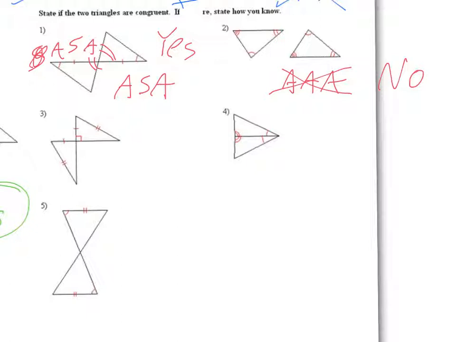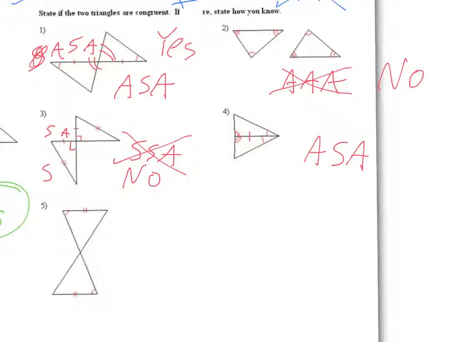We have vertical angles, so those two are right angles, they're congruent. So here we have side, side, angle. That was not one of our 4 ways of proving triangles congruent, so the answer would be no. Number 4, they share the segment, so we have angle, side, angle. Yes, that is one of our 4 ways of proving triangles congruent.